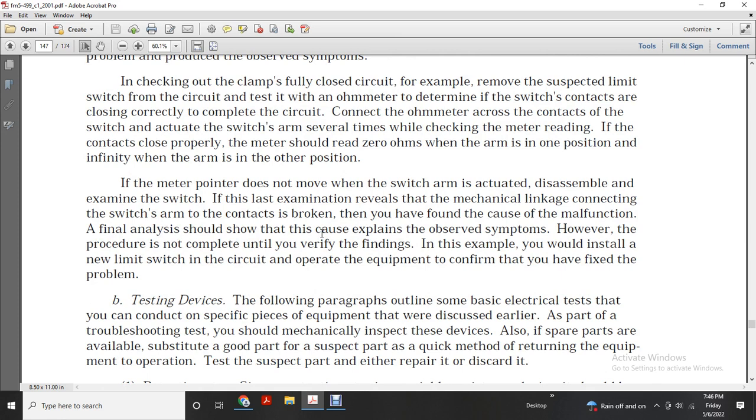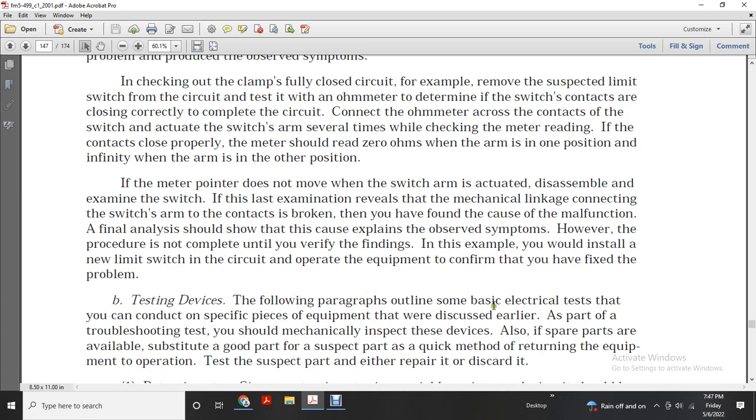Examine the switch. The examination reveals the mechanical linkage connecting the switch arm to the contact is broken. Then you will have found the cause of the malfunction. Final analysis shows that this cause explains the observed symptoms. However, the procedure is not complete until you have verified the findings. In this example, you would install a new limit switch in the circuit and operate the equipment to confirm that you have fixed the problem.